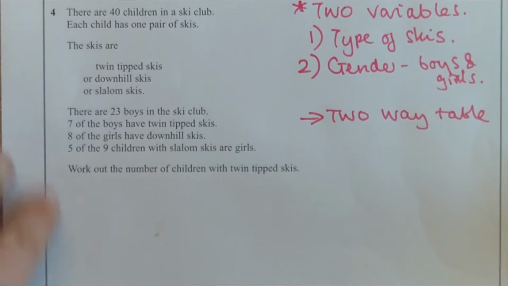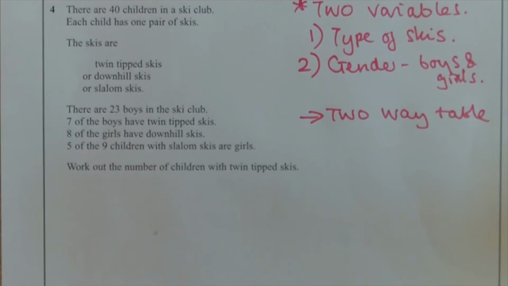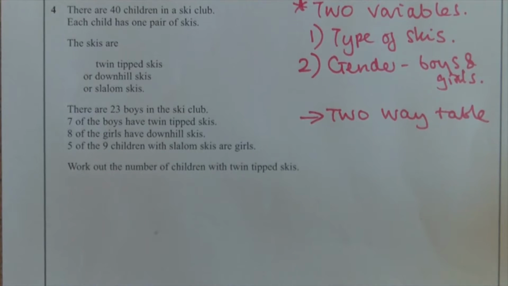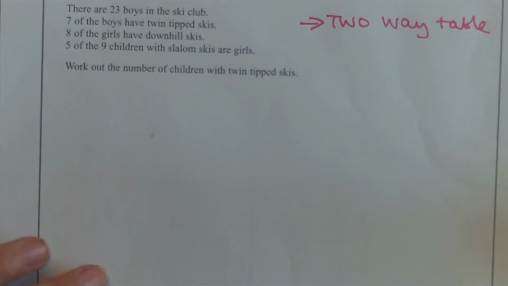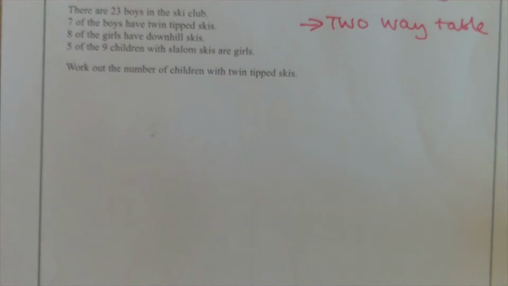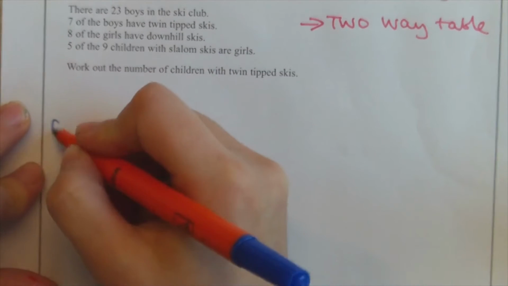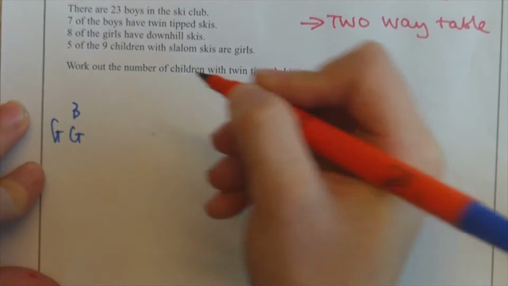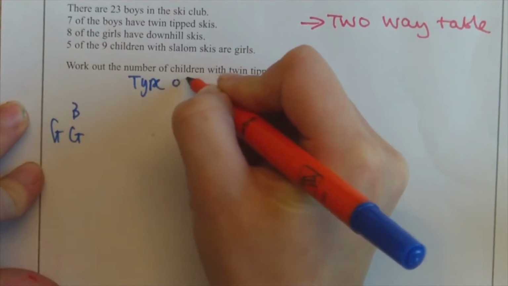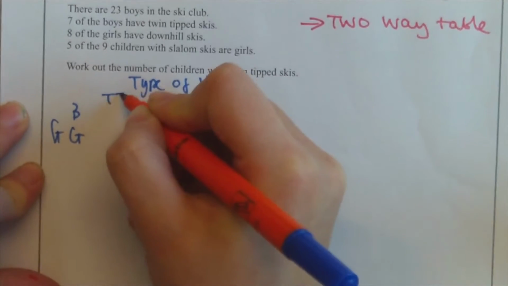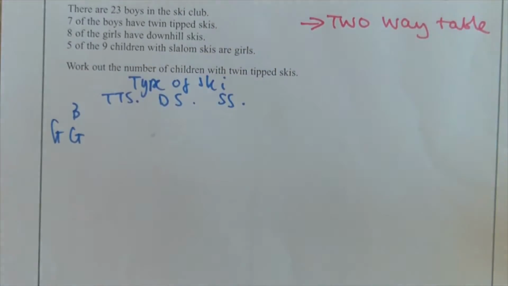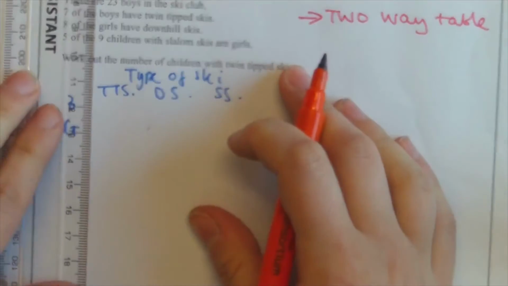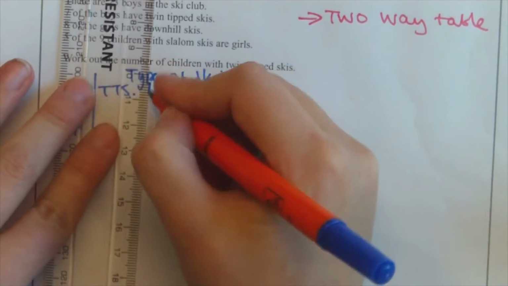So I think the clearest way I can represent all this information is to create a 2-way table, fill it out with the information, and then sort backwards through that. So let's take a look. I'm going to set out my 2-way table. I've got gender, so boys and girls, on one side, and type of ski, so there are twin-tip skis, downhill skis, or slalom skis there. Just to make it really clear, you might want to draw a table out, either with a ruler or without.